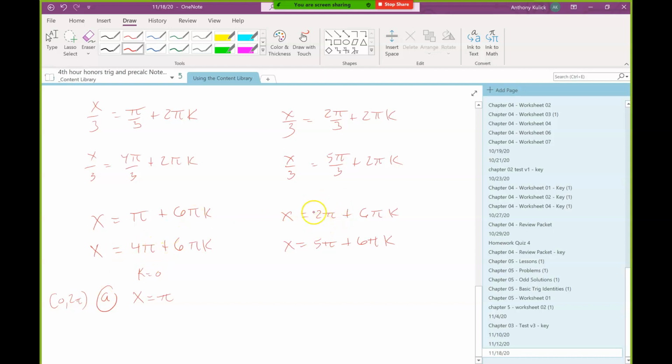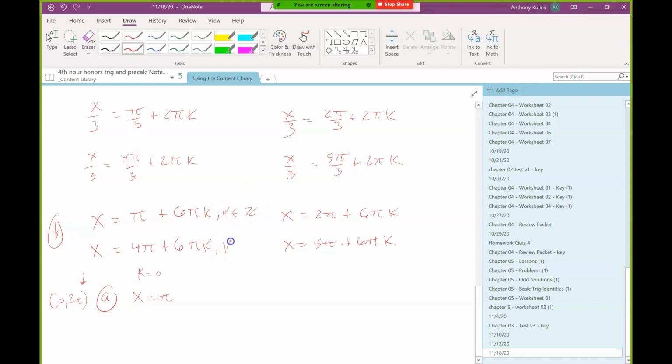This one would turn into 2 pi, but you'll notice that it's a parenthesis on the 2 pi and not a bracket, so 2 pi is not included in the interval that we're solving for. So I'm going to ignore that one. And then this one would turn into 5 pi, which is also too big. So my answer for part A is just pi. This stuff is my answer for B.